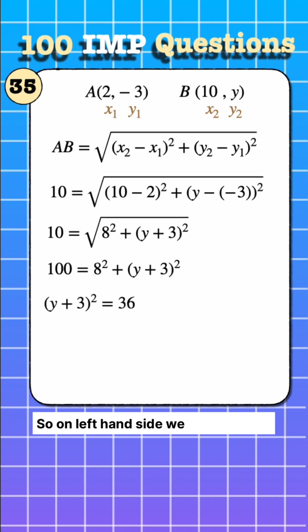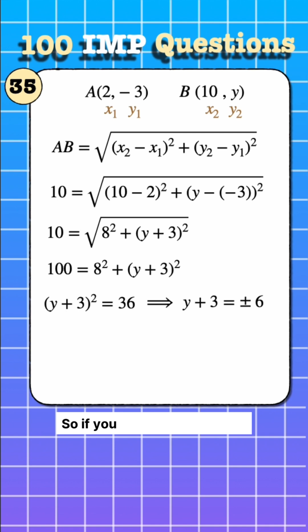So on left hand side we have square, y plus 3 bracket square. If you take square root, you will get y plus 3. On right hand side you have 36. So if you take 36 square root, it will be plus and minus 6. Okay, don't forget to take both the signs. Then you have to take one sign at a time.